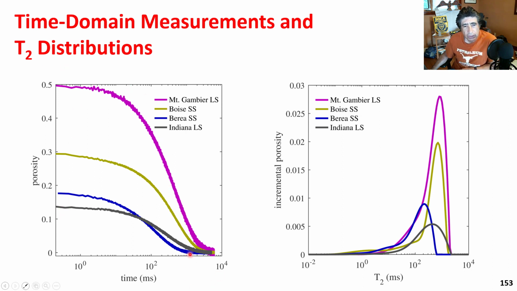Since we know that these time decays are governed by multiple things, what we try to do is to express these decays as a superposition of exponentials. And each one of those exponentials will have its own time constant. Here we represent the distribution of time constants to explain these decays. If you take the area under the curve for each one of these distributions, that area under the curve will be the porosity of the rock.